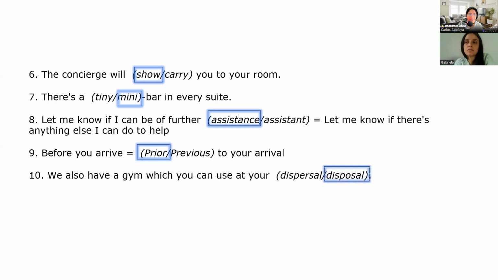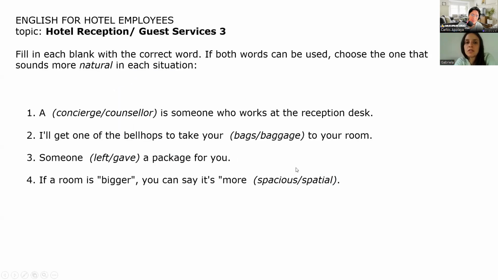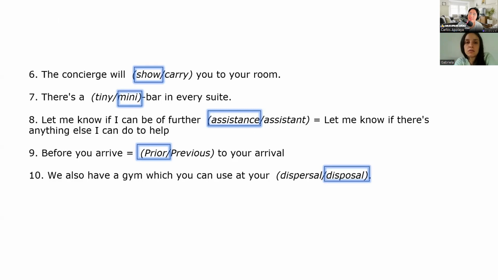We also have a gym which you can use at your disposal. ¿Qué significa at your disposal? Disposición. No, no, no. Disposal es a tu disposición. Claro, tienes total razón. Questions? No. Ya, tienes que chequearte también estas palabras. Yo te voy a mandar el archivo.